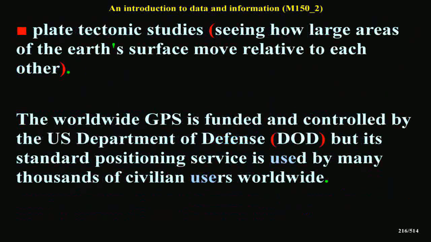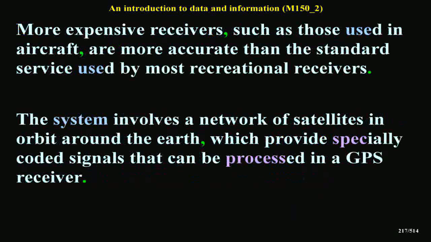The worldwide GPS is funded and controlled by the U.S. Department of Defense (DoD), but its standard positioning service is used by many thousands of civilian users worldwide. More expensive receivers, such as those used in aircraft, are more accurate than the standard service used by most recreational receivers. The system involves a network of satellites in orbit around the Earth, which provides specially coded signals that can be processed in a GPS receiver.